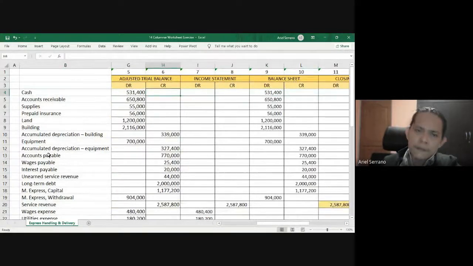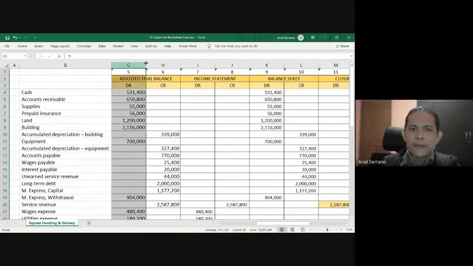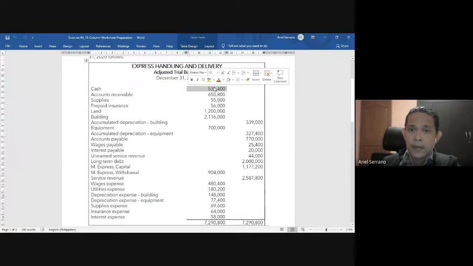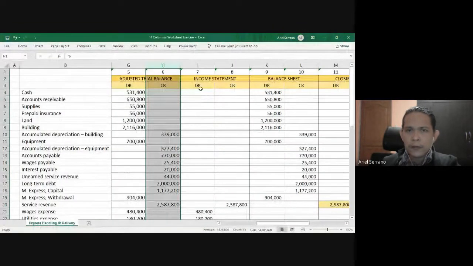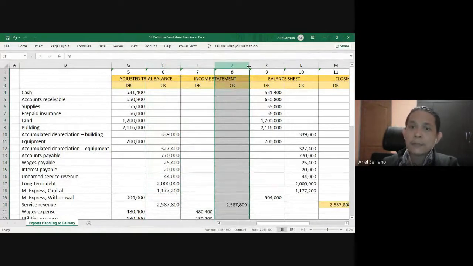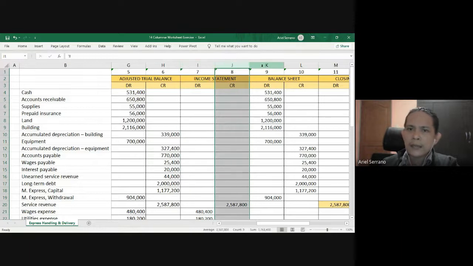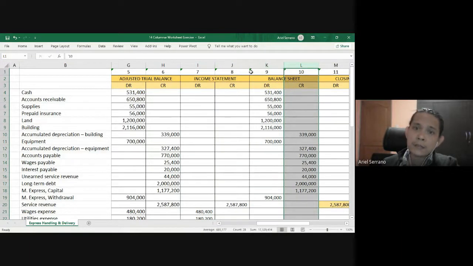We will plot the figures in columns 5 and 6 because this pertains to your adjusted trial balance. Okay? Now, what to do? For columns 7 and 8, it will be your income statement. For columns 9 and 10, it will be your balance sheet. Or some use columns 7 and 8 as the balance sheet and 9 and 10 as the income statement. But it doesn't matter. Okay?